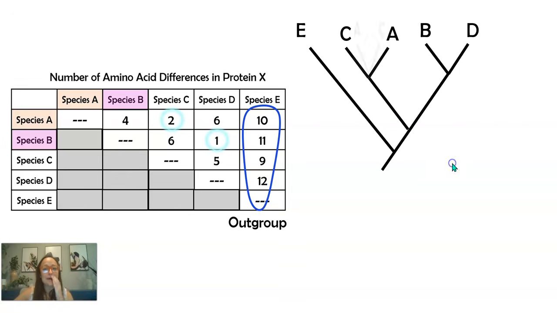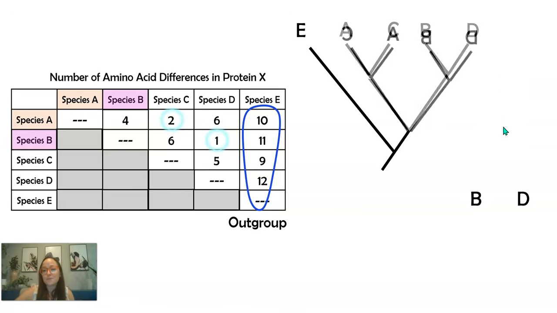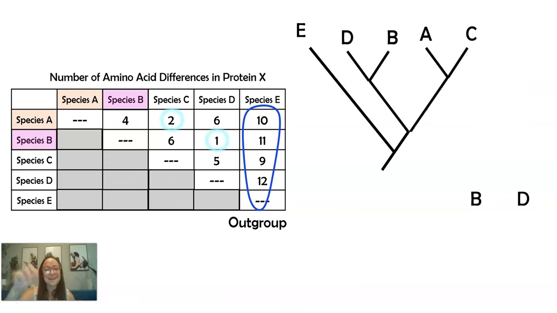Now we also want to point out that these trees can be switched at the nodes. It would mean the same thing. Now we can also draw our tree this way. Oh, I'm sorry, so we can switch it at the nodes. All right, it means the same thing.